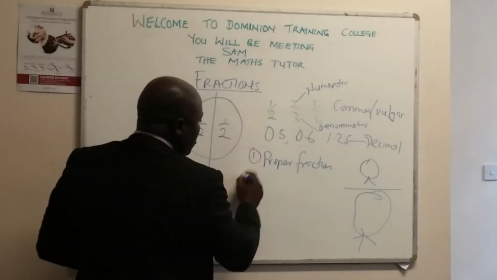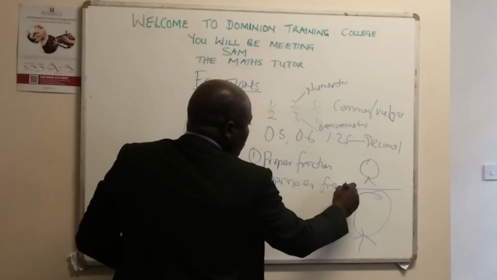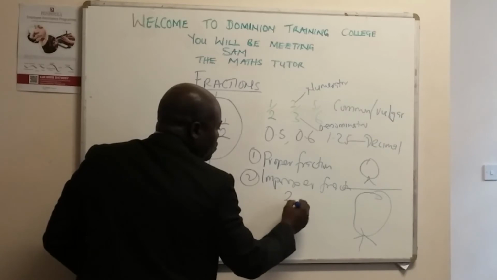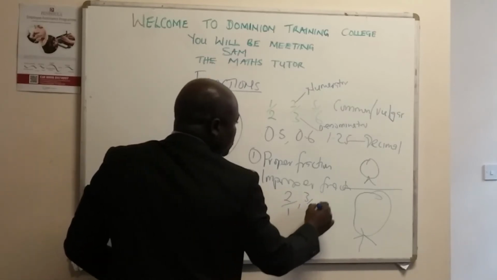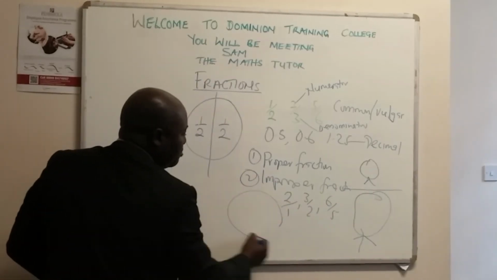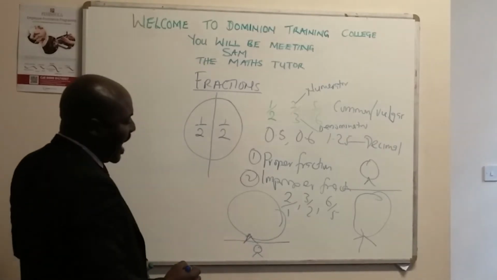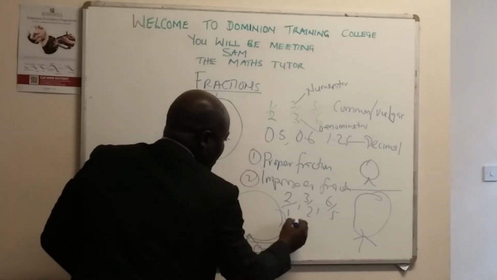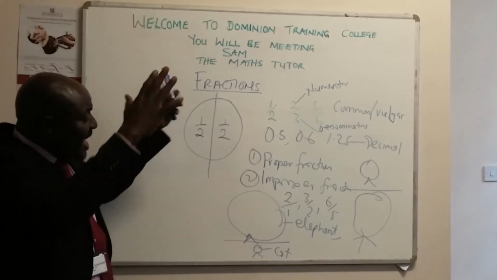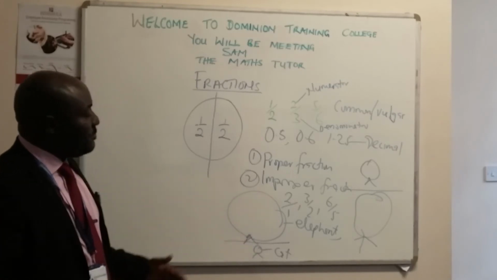Then we talk of the second one, the improper fraction. In this case, the number above the line is bigger. You have 2 over 1. You have 3 over 2. You have 6 over 5. In the case of our example, you now have the big elephant on top of the very small cat. It is improper, carrying a very heavy object on a less heavy one. This is an example of improper fraction.